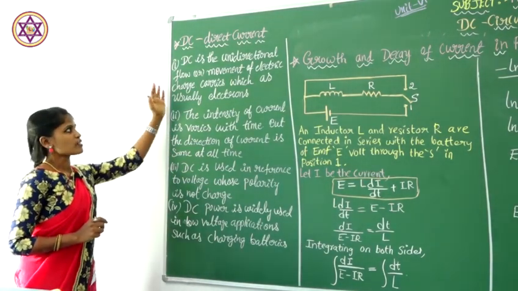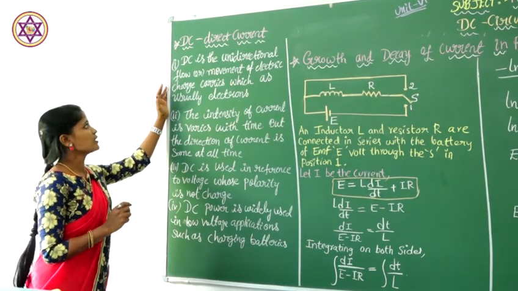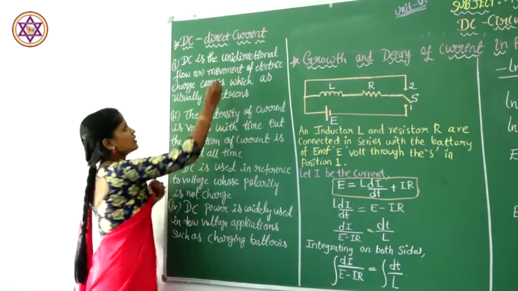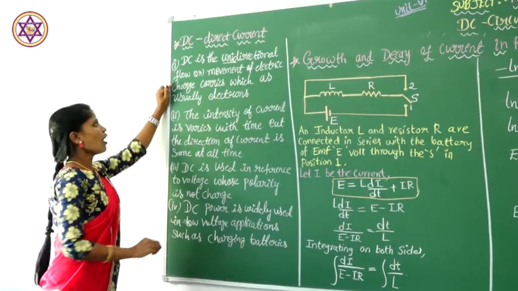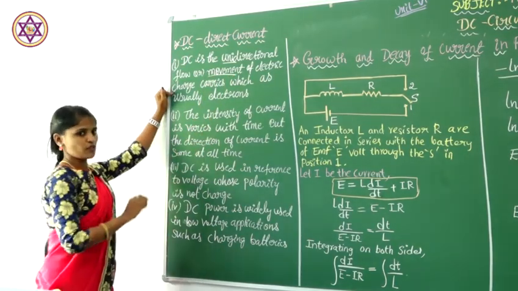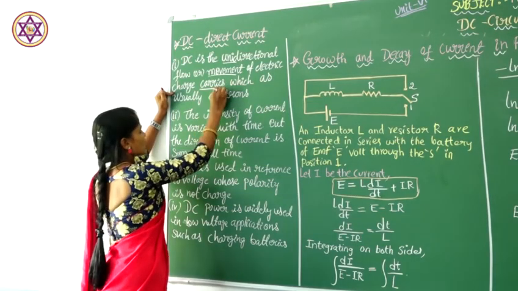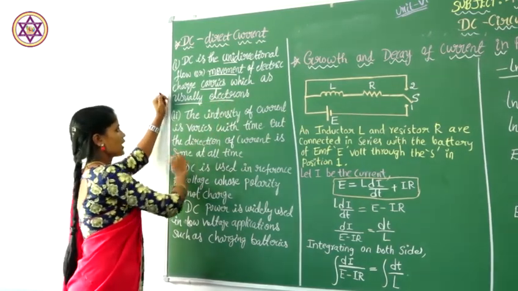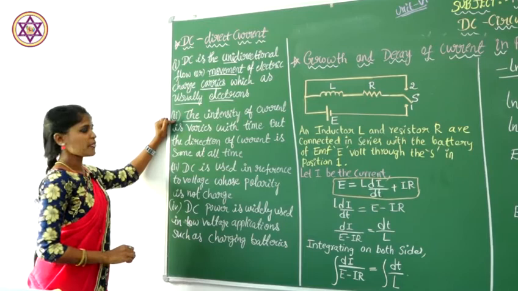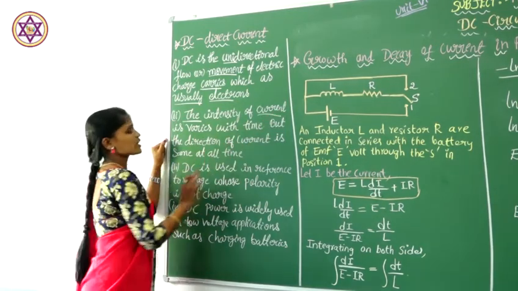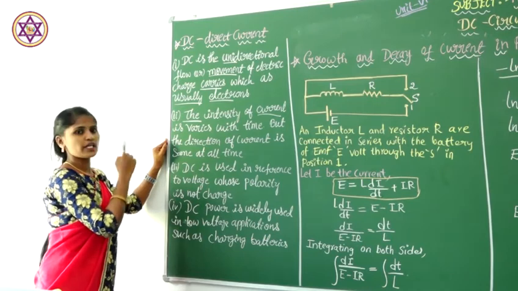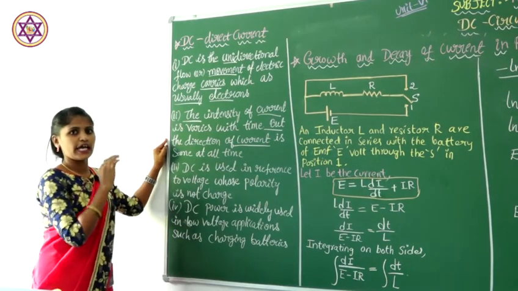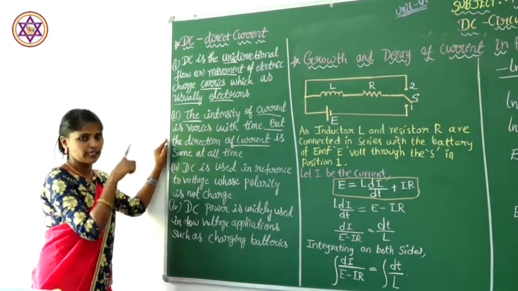Okay. So, first point, what is DC current? DC means direct current. DC is the unidirectional flow or movement of electric charge carriers, which are usually electrons. And then the intensity of current varies with time, but the direction of flow of current is the same at all times.